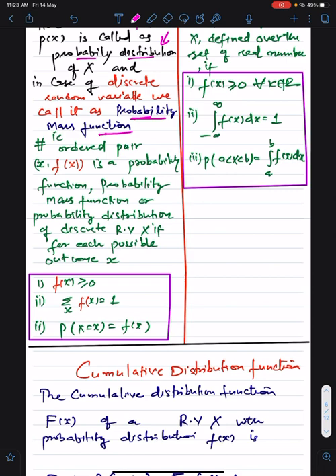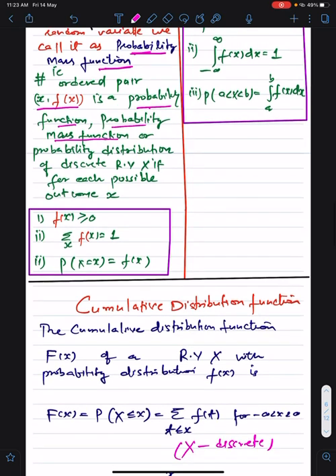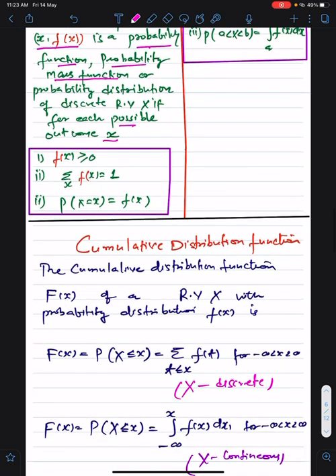So let us define it in a proper way. The ordered pair x, f of x is a probability function, or you can call it a probability mass function in the case of a discrete type random variable. This is a special name for this. Or it is the probability distribution of a discrete type random variable x if for each value of x it satisfies the following properties.